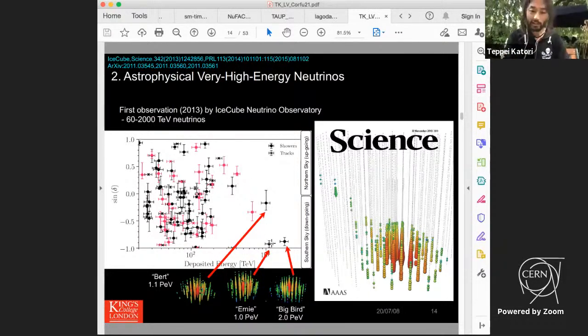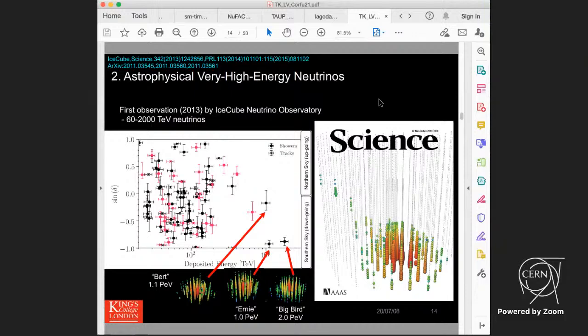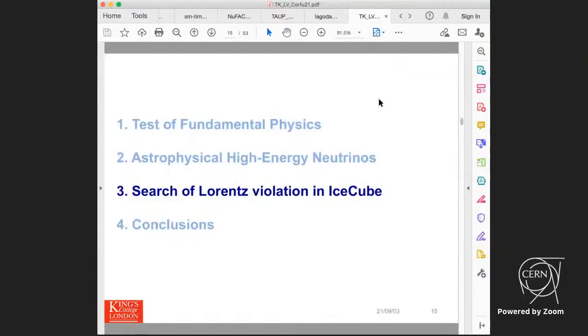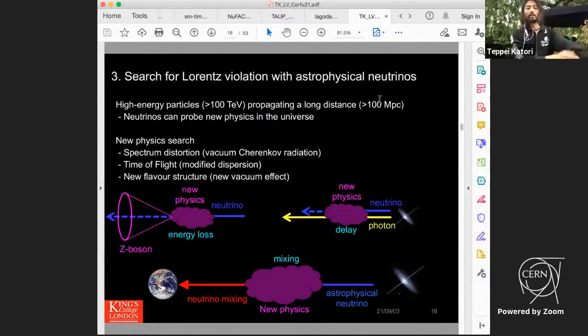All right, and these are three famous ones with names: Bert, Ernie, Big Bird. And we stopped using these names. So now we use these neutrinos to do some physics. Okay, so these high energy neutrinos are useful. And by looking at their properties, you can look for new physics, such as spectrum distortion by some vacuum effect, or modification of time of flight, or some kind of new mixing.